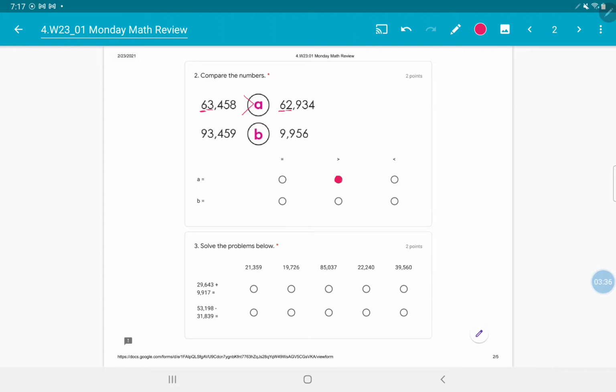I go to the next one. I have 93,459 and 9,956. So I have 9 10,000s. And in my other number, I don't have any 10,000s, so I know B is also greater than.